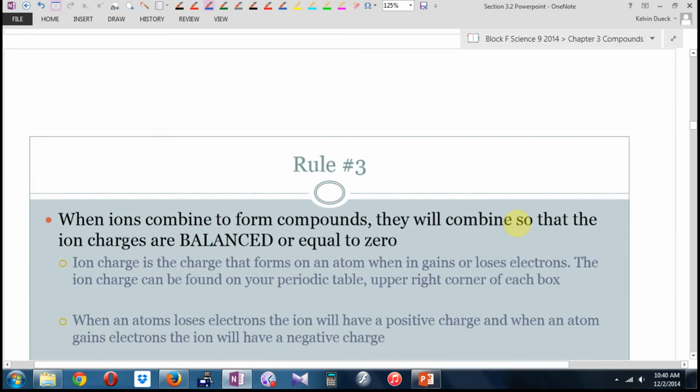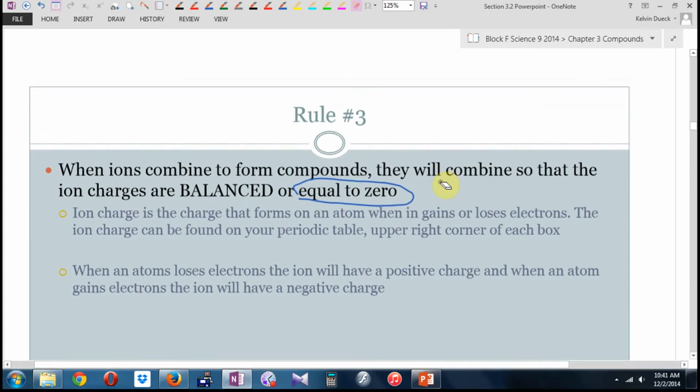When ions combine to form compounds, they're going to combine so that the ion charges are always balanced, equal to 0. Atoms want to combine in compounds that have no charge. If you're creating ionic compounds, all your pluses and all your minuses better cancel out.